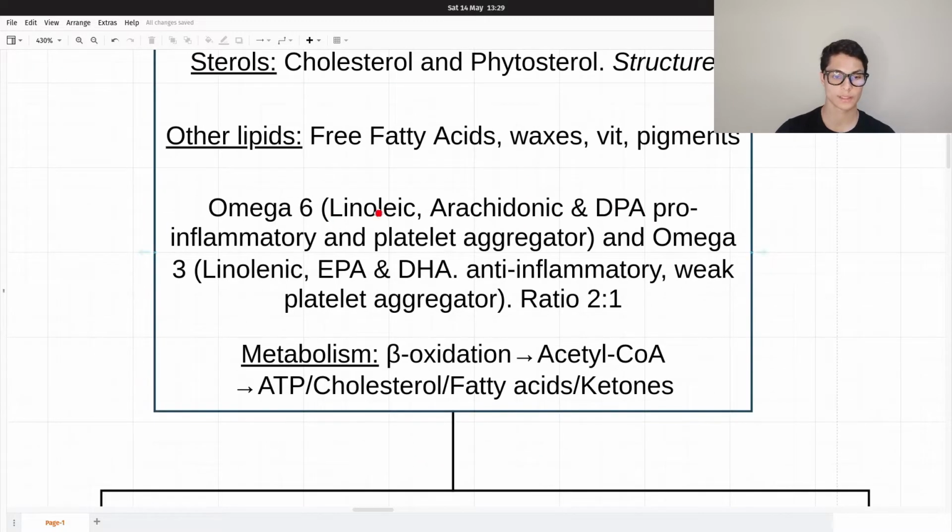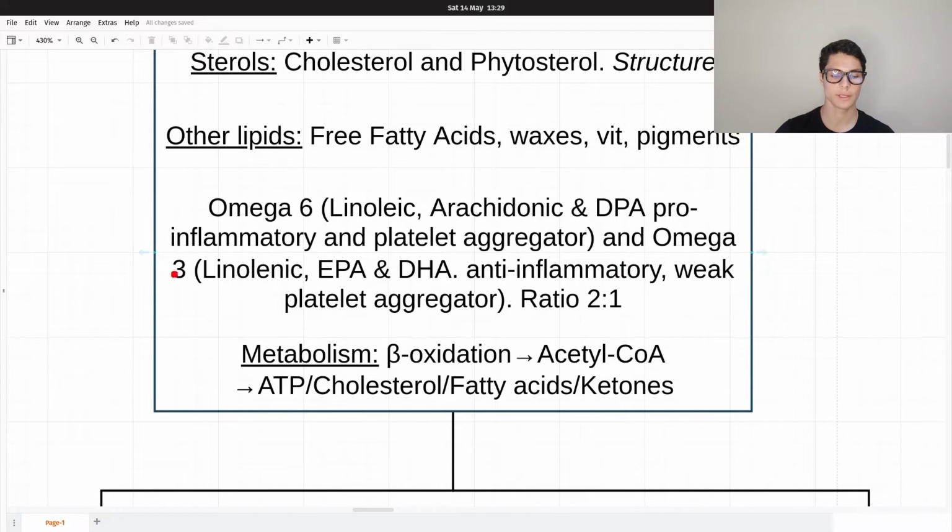Here we have to talk about essential fatty acids. The omega-6 is the linoleic, and the omega-3 is the linolenic. These are essential fatty acids we need to get in our diet because we cannot synthesize them in adequate quantities. Other omega-6s are the arachidonic and the DPA, and these omega-6s are pro-inflammatory and platelet aggregators. So we don't want an excess of omega-6s.